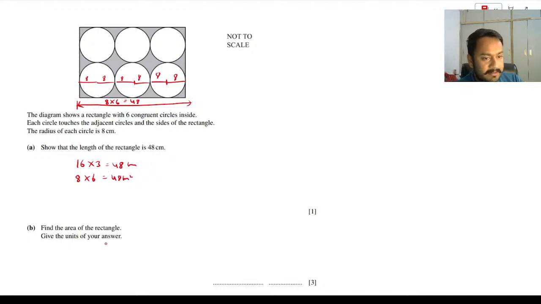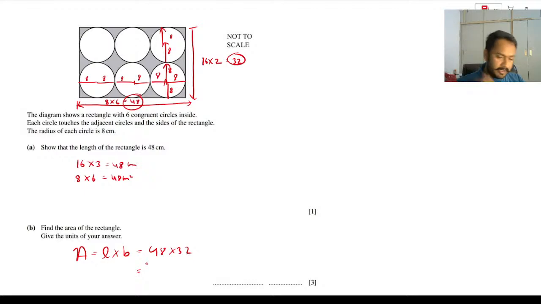Now finding the area of rectangle. Kushagra has told that it is 8, so this will also be 8, and if this is 8, this will be 8. So for this length, it is 16 multiplied by 2, that is 32, and this is 48. So the area of rectangle will be length into breadth, that is 48 into 32. So what is the answer? 48 into 32, area of rectangle.